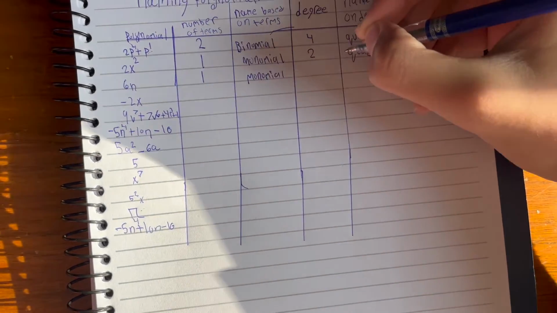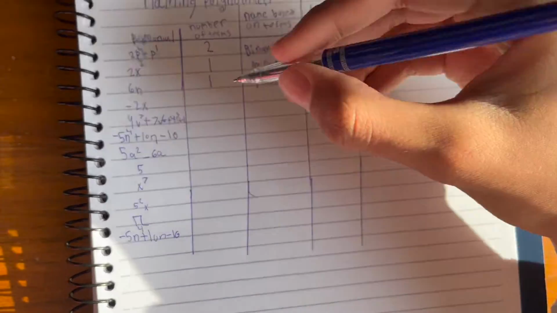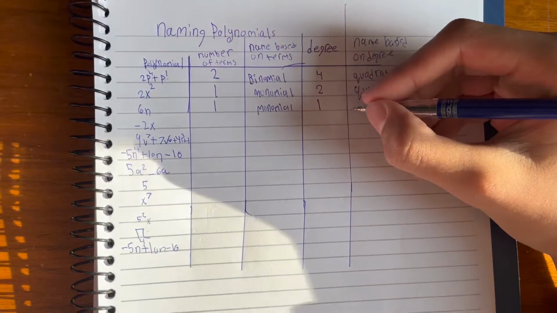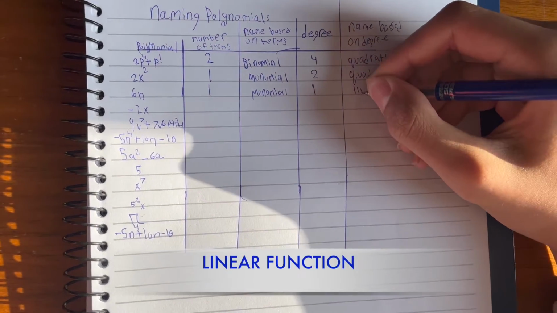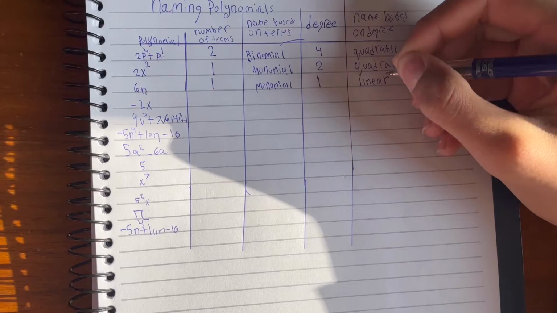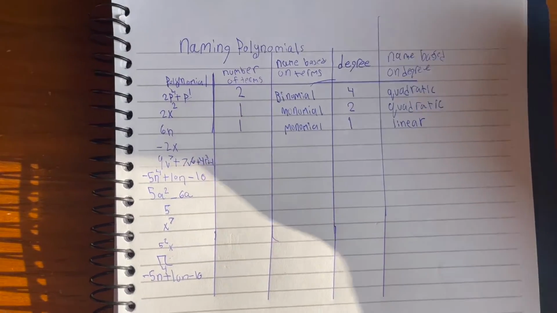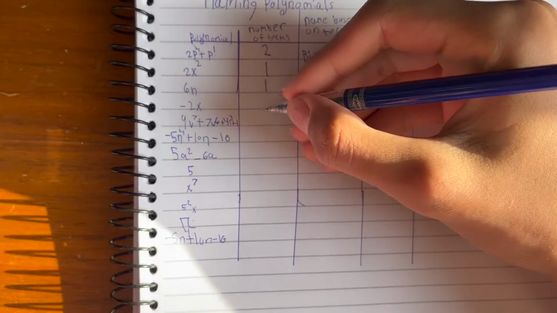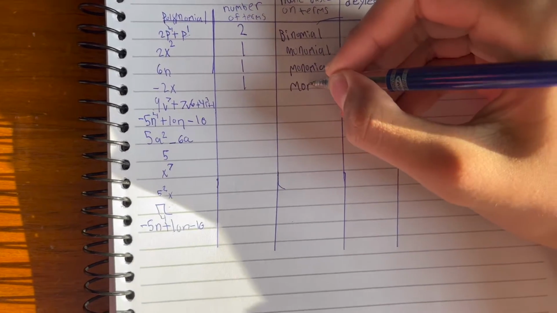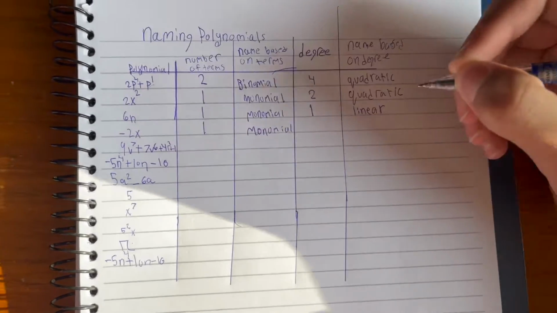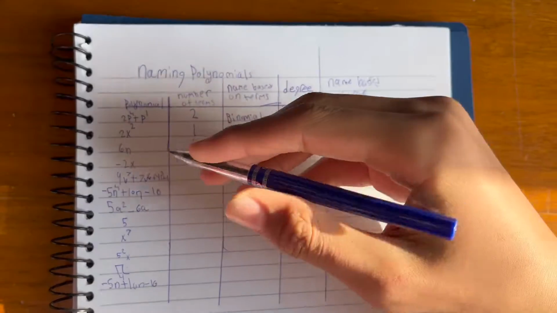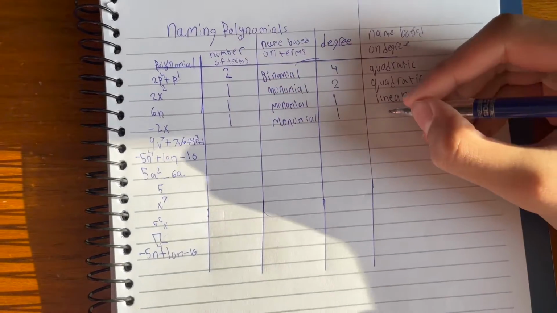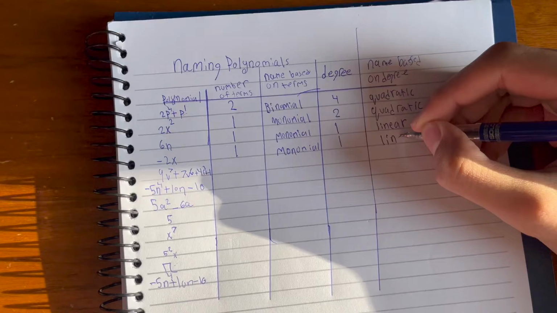Let's look at the degree. There's no degree written, so as I said, if there's no degree, it always equals 1. And one degree is called a linear degree. Linear. Let's get into the next example. Negative 2x. Obviously, one term only, so monomial. Okay, let's look at the degree. Since there's an x, it's equal to the first power. So it's degree 1, and 1 degree is linear.